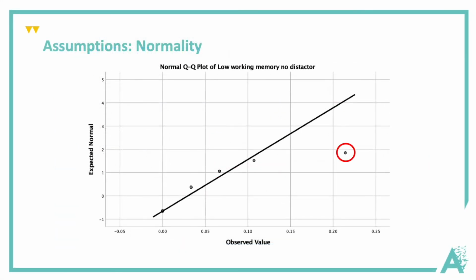To break down the output you received in SPSS, there are two key elements to first check parametric assumptions. The first is normality, which can be assessed using the QQ plot. As we have 6 unique conditions, we need to look at all 6 plots. This shows the residuals cluster along the line for most of the plots, but there is one point on the low working memory no distractor condition we will explore further.